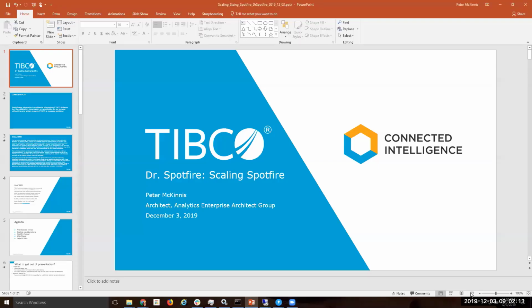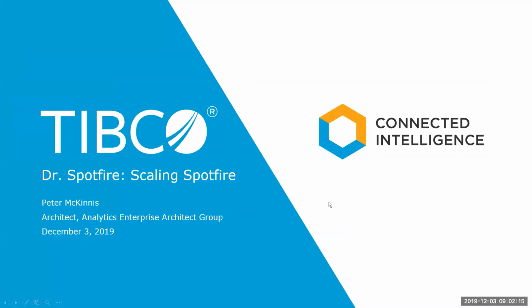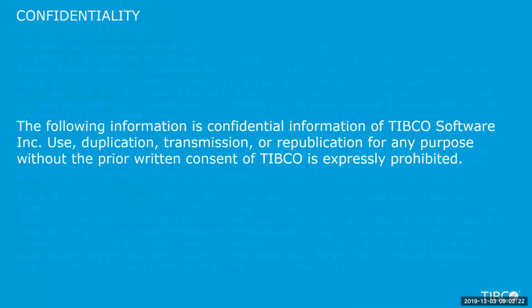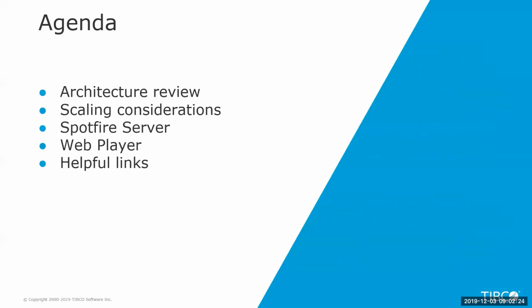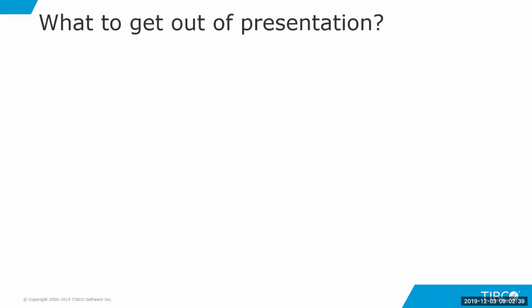Let me get started here. So we'll go through some slides and we'll show a little bit of things within the environments that we have, and so let's get going. First off, we'll do an architectural review. We'll discuss what goes into scaling, and then we'll focus on a couple of the various components. And any time throughout, please ask questions, and we'll get to them.